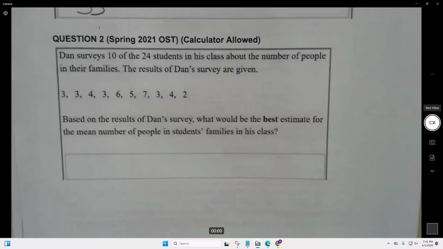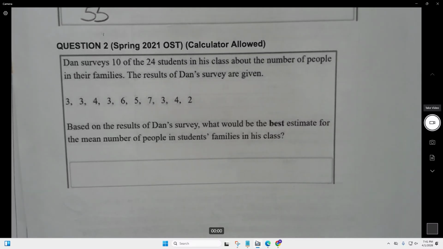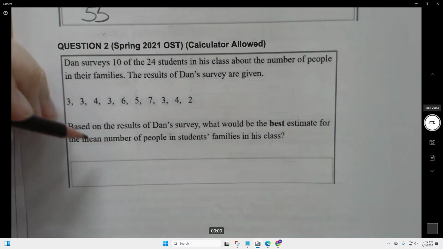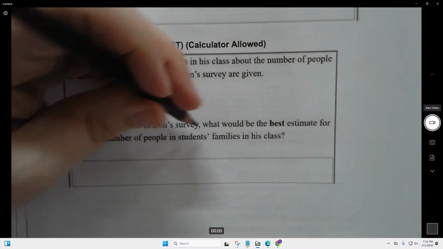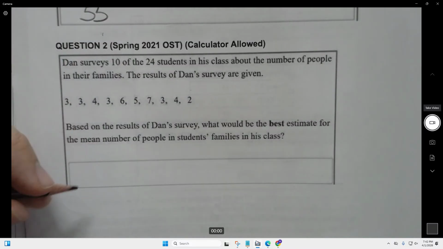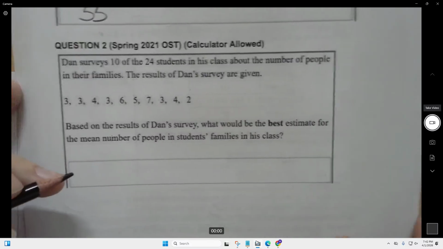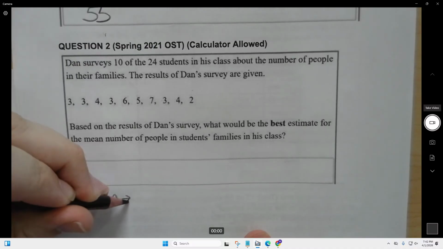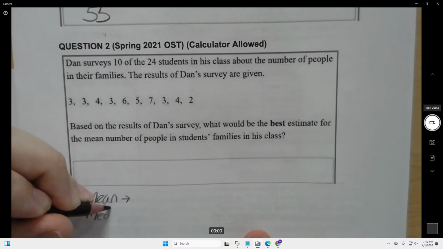Dan surveys 10 of the 24 students in his class about the number of people in their families. The results of his survey are given: 3, 3, 4, 3, 6, 5, 7, 3, 4, 2. Based on the results of Dan's survey, what would be the best estimate for the mean number of people in students' families? So remember, you learned a lot about mean, you learned about median, and you learned about mode.